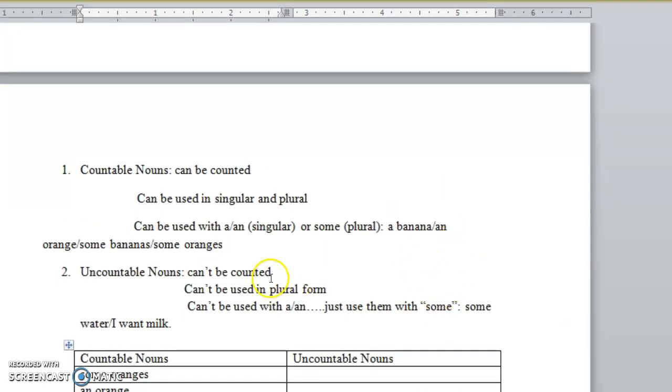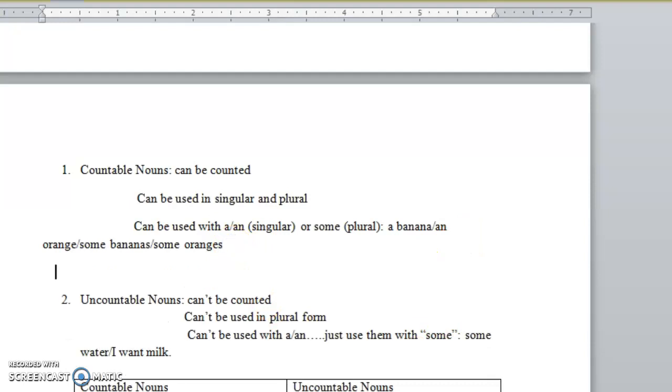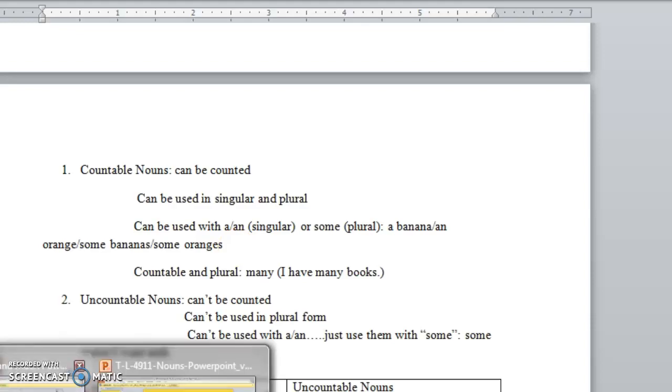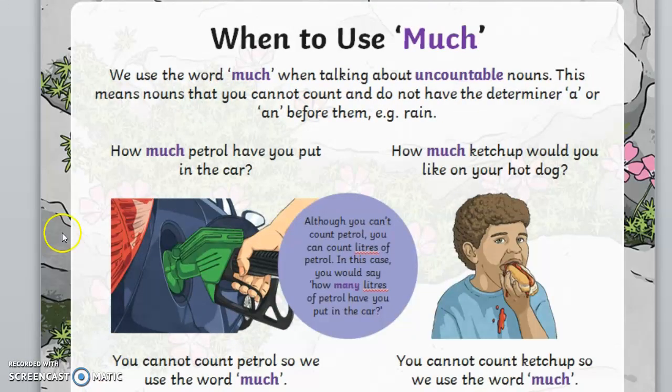Okay, here it's countable, if it's countable and plural, we can use many. For example, I have many books. Okay? Now we go back here. But if we have uncountable, uncountable which can never be changed into plural, so it remains singular, we use much.